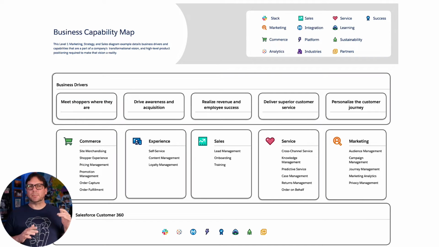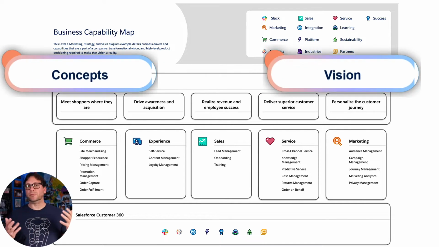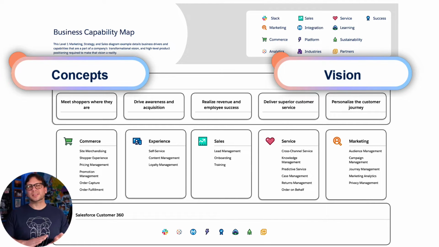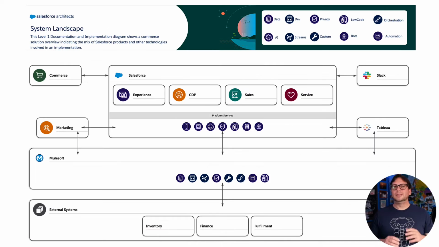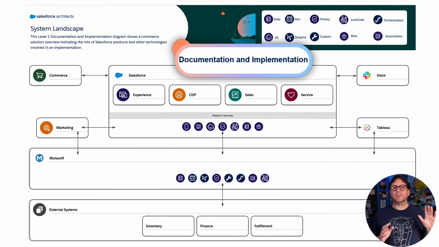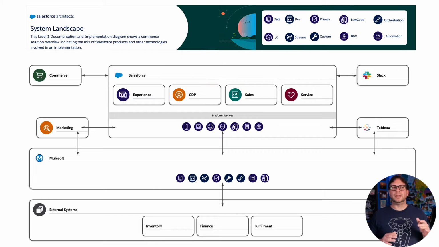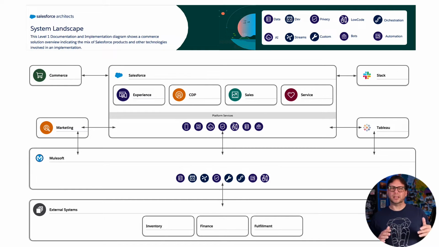So let's start with styles. The first style is Marketing Strategy and Sales. And the purpose of this style is to help your audience understand concepts or a vision for a solution. Your audience is going to be business and executive stakeholders and technical influencers. Next up, we have Documentation and Implementation. The purpose of this style is to help viewers understand an implementation or product-related technical detail. And the audience is going to be delivery teams and technical stakeholders.